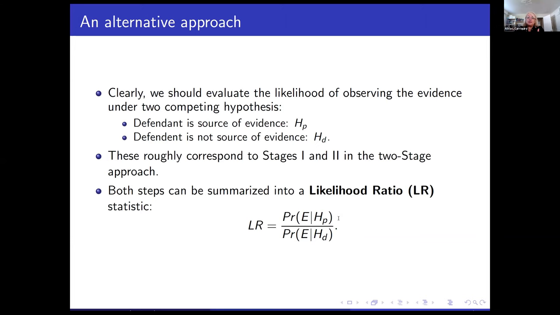So a better method is to summarize both steps by computing a likelihood ratio statistic. This likelihood ratio statistic simply looks at the probability of observing the evidence under the two competing hypotheses, and of course, values of the likelihood ratio that are bigger than one tend to favor the prosecution, and values of the likelihood ratio that are below one tend to favor the defense.